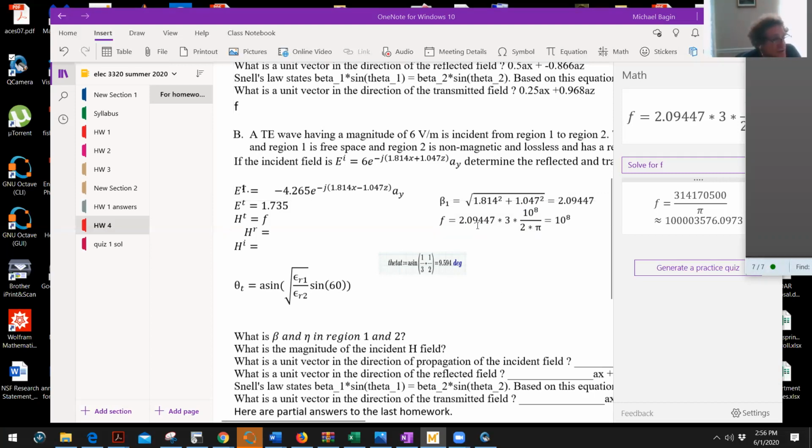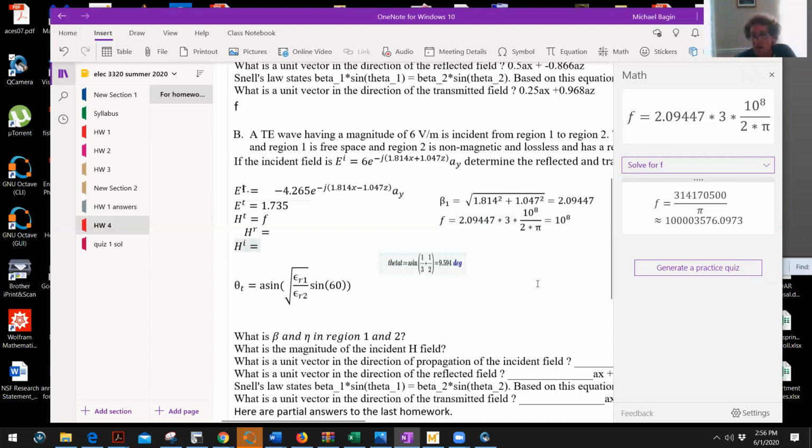Now, the reason you need that frequency is now you got to get beta 2, don't you? Right, class? How do you get beta 2? Did you just do the beta 1 sine? No, but this is beta in region 2. Beta. What is beta? Isn't it omega times the square root of mu epsilon, right? Let me write this down for you so you don't make a mistake.